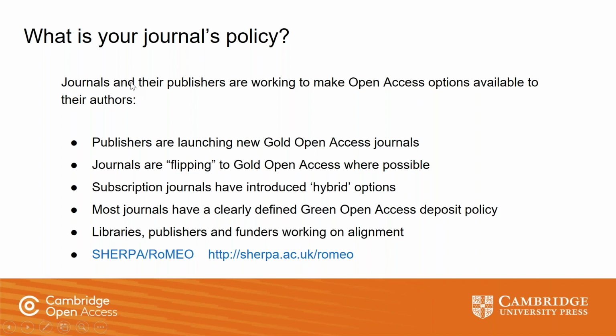The first question you should ask yourself is what is the policy of the journal that you're intending to publish in? Publishers have been doing a lot of work in recent years and will continue to do work to introduce more high quality open access publishing opportunities for their authors. They're launching brand new high quality open access journals. They're taking established journals, and wherever there's funding available, they're flipping them from traditional subscription models to open access models. Where there's less funding or where funding is less consistent, they're turning subscription journals into hybrid journals, which continue to behave in many ways like subscription journals, but allow individual authors to choose open access.